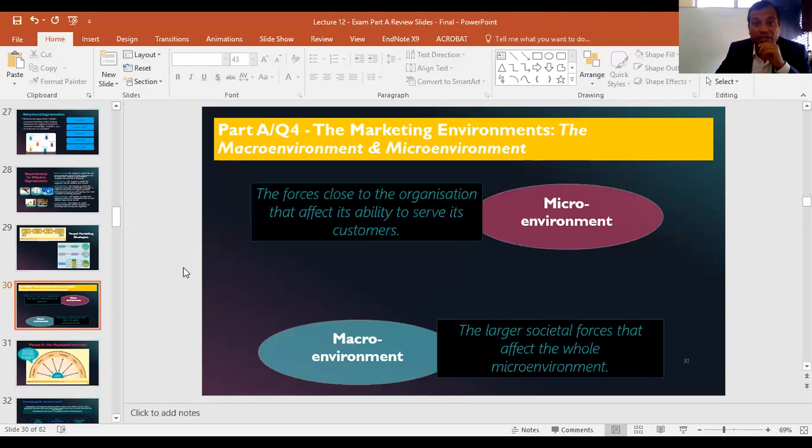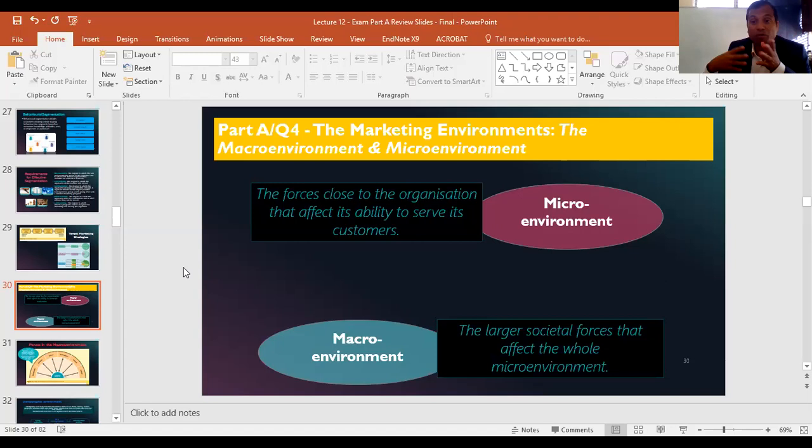Okay, the next chapter was the marketing environment, where broadly we have seen the macro environment and the micro environment. As I said, I'm giving you an indication that the case study will ask you to relate the case to the micro level as well as maybe the macro level. I'm not sure, but probably one of the factors will be there.